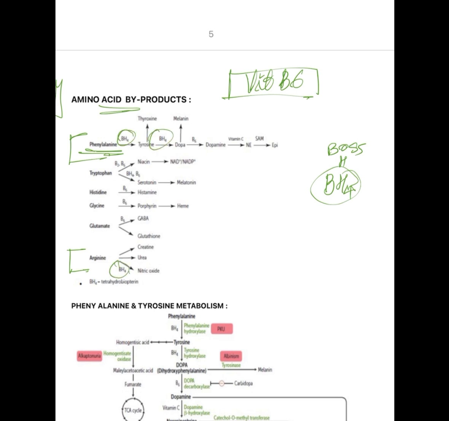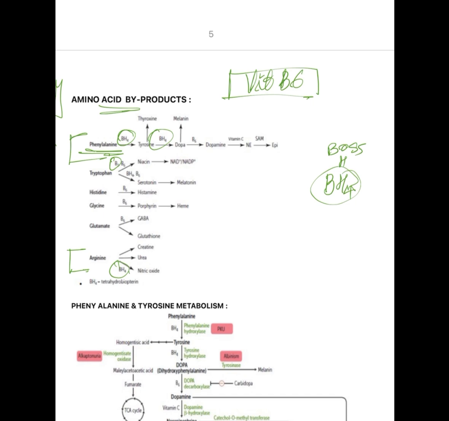Okay, for formation of specific products, the rest all will have vitamin B6 as coenzyme, except one more important thing, that is formation of NAD from vitamin B2 along with vitamin B6 as coenzymes. So we'll have a small description of the byproducts.